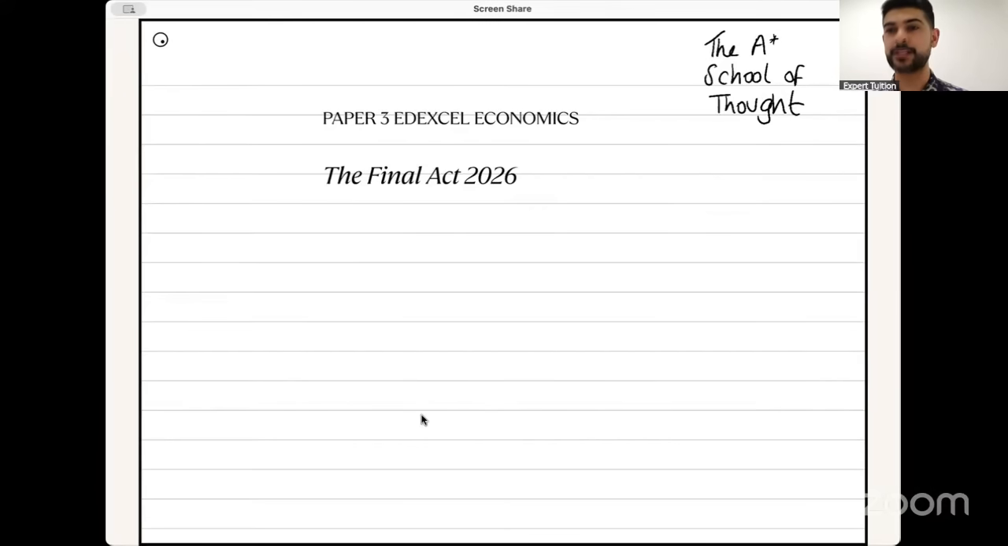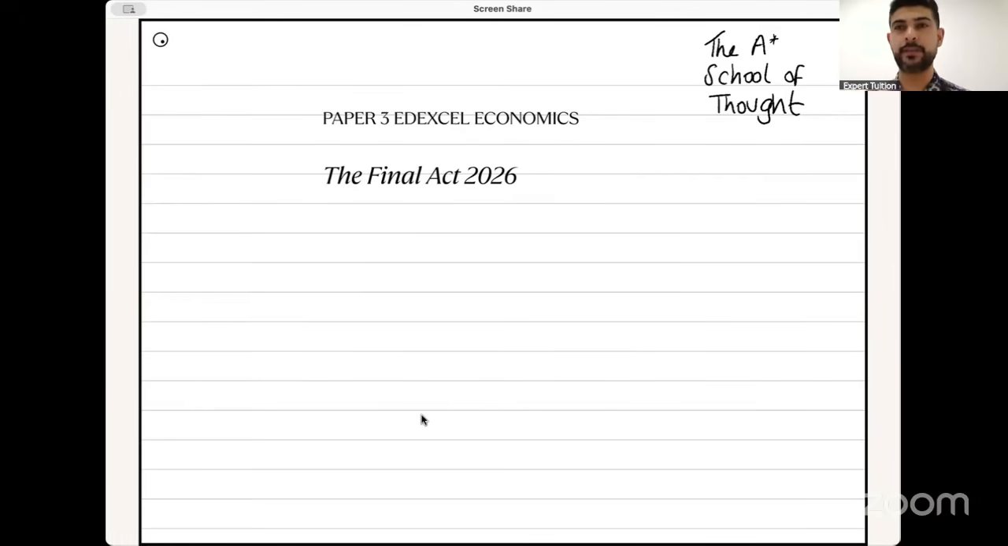Right, let's get started. I know that you guys are probably dying for me to begin with 25 markers, and I promise we will get through as many 25 markers as we possibly can by the end of the session. But I actually think that the 25 marker in paper 3, and especially by the end of this, you will realize is the easiest question in the paper.